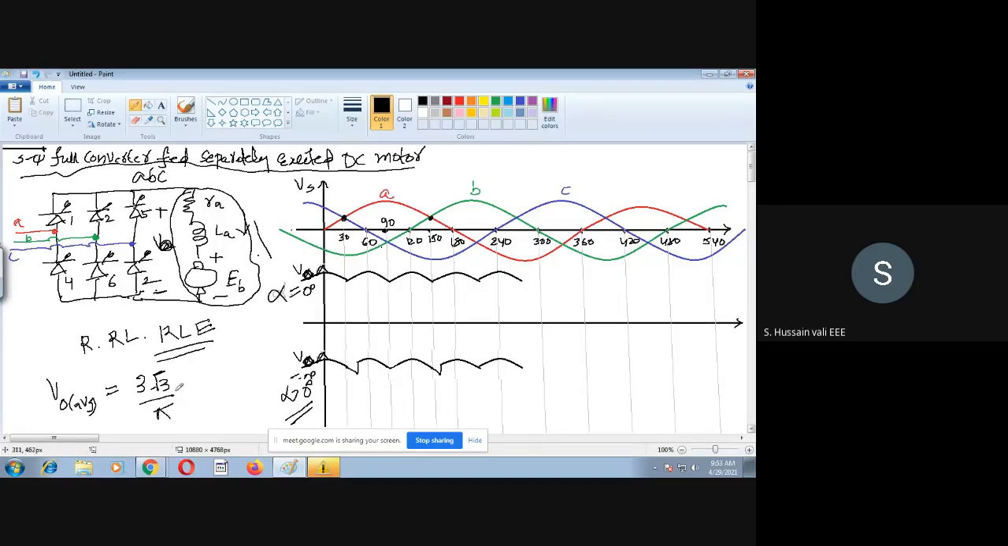3 root 3 by pi Vm cos alpha. This is the output voltage expression you will get for this full converter. Now what I want from you is to go through this for some more angles, for alpha greater than zero. You take the time period. How do you find the average value? You just do it now. You must get this answer. If you get some other answer, we'll cross-check that also. No problem.